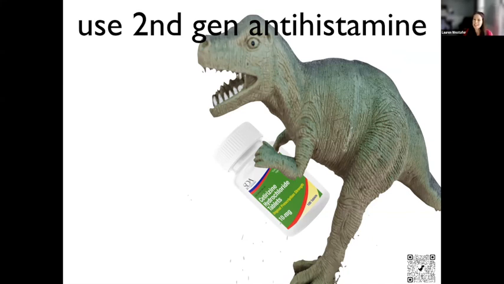But it's still what people go to. It's still in medicine cabinets around, that people have, and it's what they reach for. It's like, oh, I'm having an allergic reaction. I have hives. I'm going to take some diphenhydramine. And this has been years in the making of guidelines saying second generation, second generation, second generation.